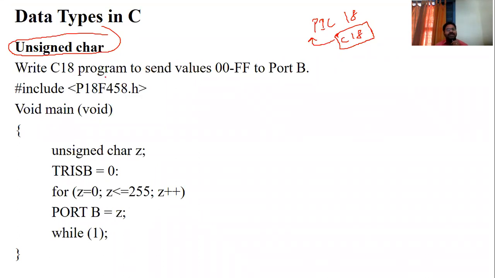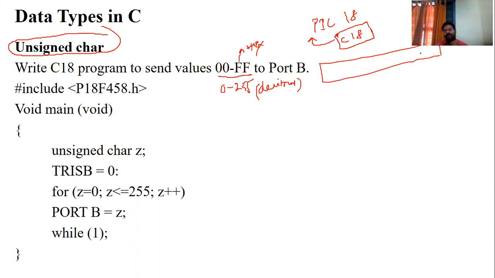So, write a C18 program to send values 0 to FF, which is 0 to 255 in decimal, to port B. This is the hex value and this is the decimal value. So what is the port size? Again, the port size is only 8 bits, B0 to B7 of port B. Whether port B is an input port or output port, you can send that value. Sending means output port.